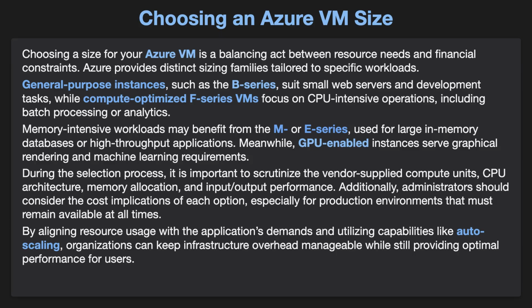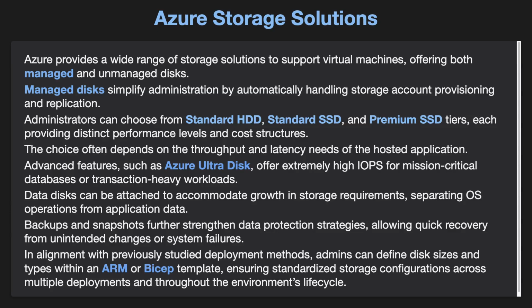During the selection process, it is important to scrutinize the vendor-supplied compute units, CPU architecture, memory allocation, and input-output performance. Additionally, administrators should consider the cost implications of each option, especially for production environments that must remain available at all times. By aligning resource usage with the application's demands and utilizing capabilities like auto-scaling, organizations can keep infrastructure overhead manageable while still providing optimal performance for users.